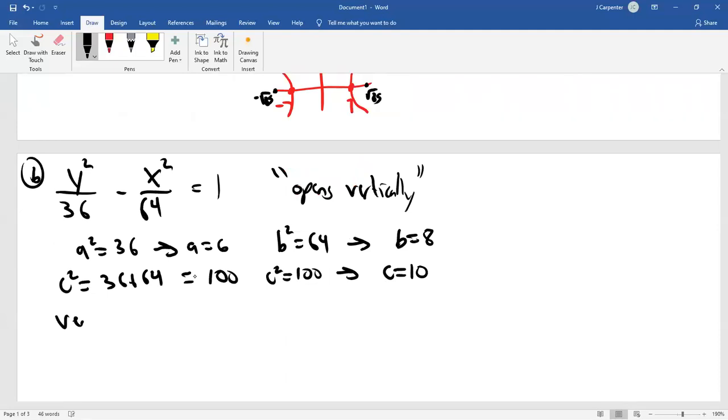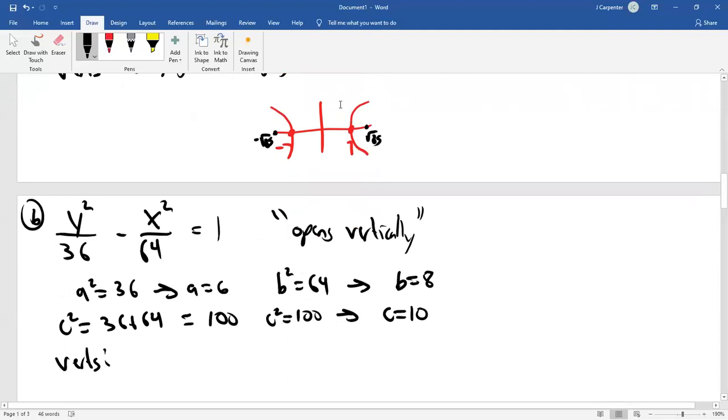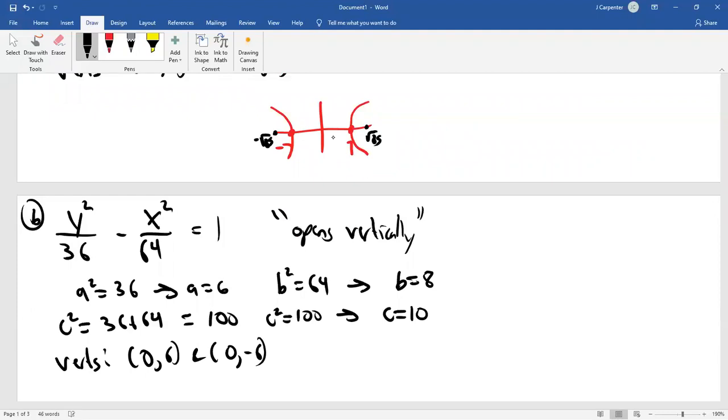So the vertices, now since this opens vertically, it's going to look quite the opposite of this last one. So it's not going to be the coordinate and 0, it's going to be 0 then the coordinate. So (0, 6) and (0, -6). You can put the negative first, nobody cares. So that'll be up and down 6. The foci will be (10, 0) and (-10, 0). And that's it. We got how it opens, we got the vertices, we got the foci.